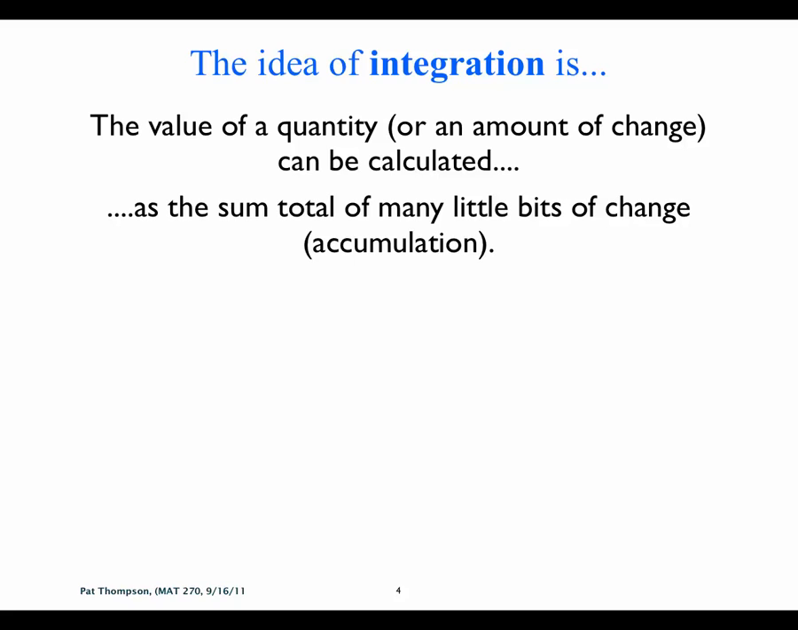So the value of a quantity or an amount of change can be calculated as the sum total of many little bits of change. Let's review in the tax example. The tax due on $58,000 would be what you would get if you plugged 58,000 into the tax function. So that's thinking of input and output, right? Input 58,000, output the amount of tax you pay on that. But we're thinking of that in a different way now.